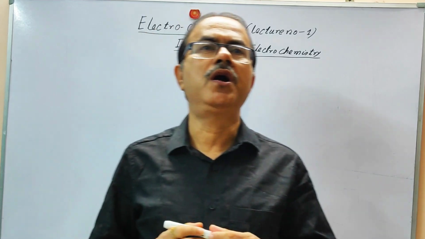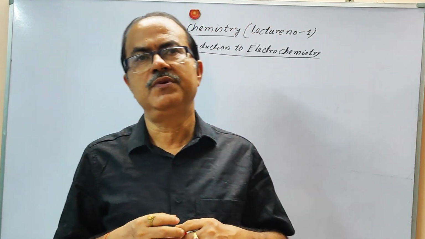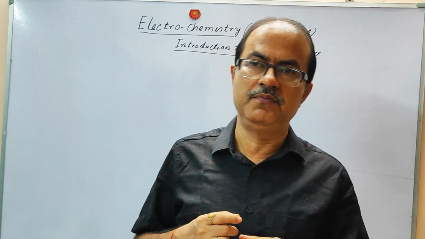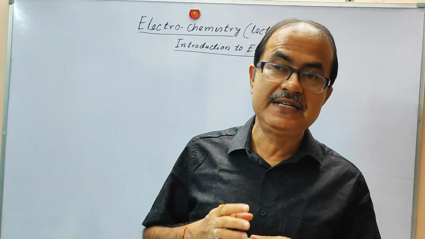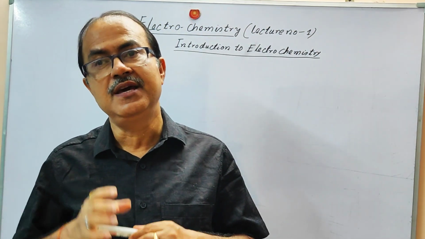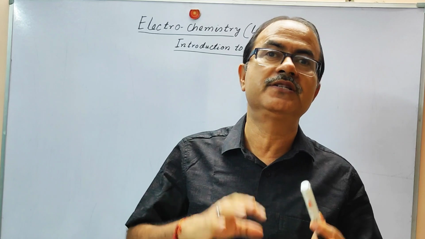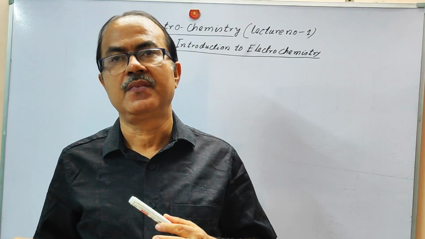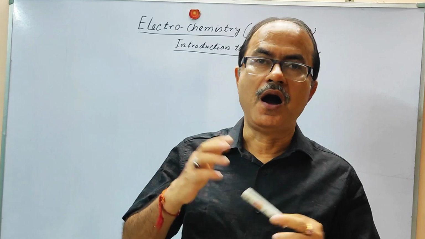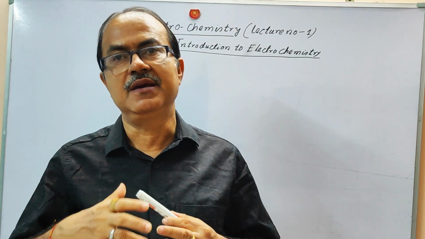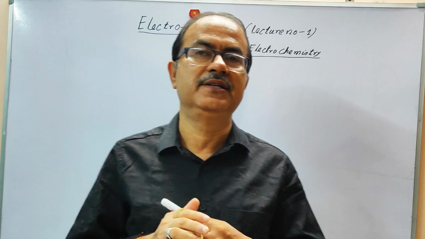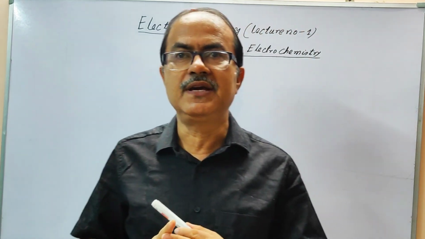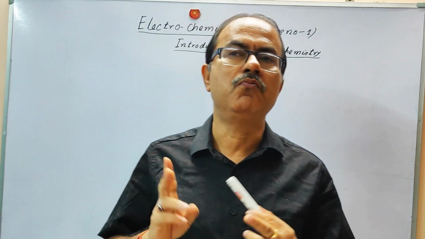First, let us understand what we mean by electrochemistry. Electrochemistry is basically a branch of chemistry which deals with the relationship between electrical energy and chemical energy released from a spontaneous redox reaction. Now the question arises, how can we convert this chemical energy into electrical energy? There is an arrangement by which we can do that. That is called the electrochemical cell or galvanic cell or voltaic cell.